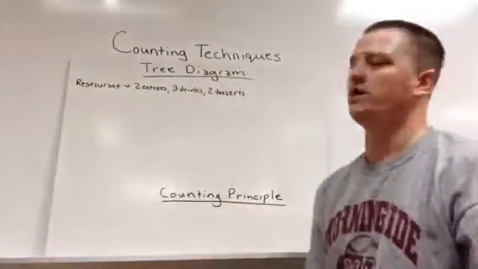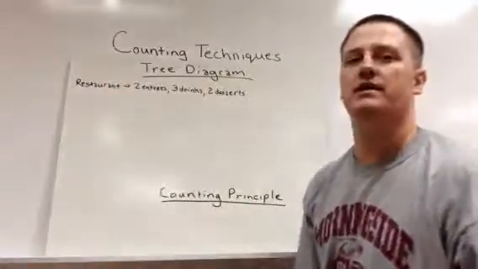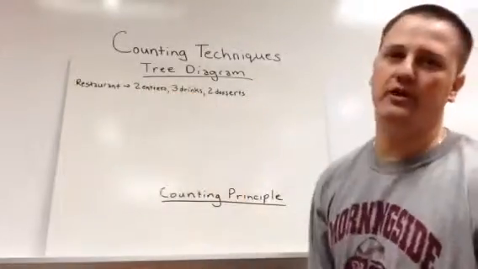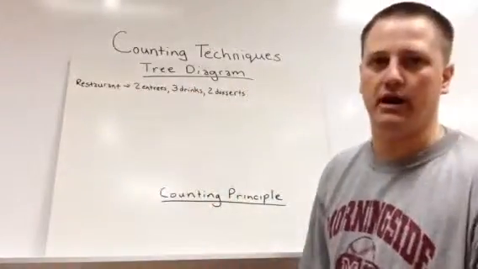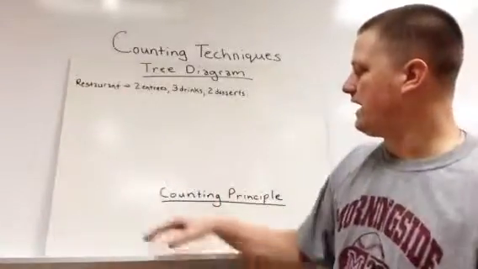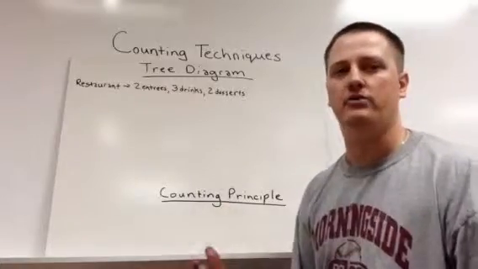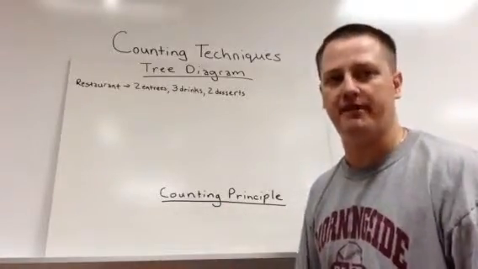So the first thing we're going to look at is the tree diagram. We're going to use an example of, at a restaurant, you are allowed to choose one of 2 entrees, one of 3 drinks, and one of 2 desserts. And then from this tree diagram, we're going to come away with a counting principle, basically a way to figure this stuff out a little bit faster.